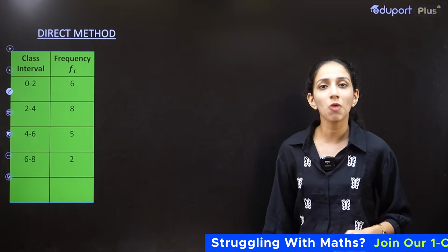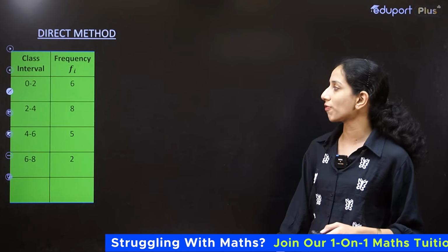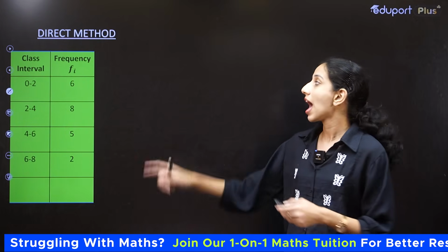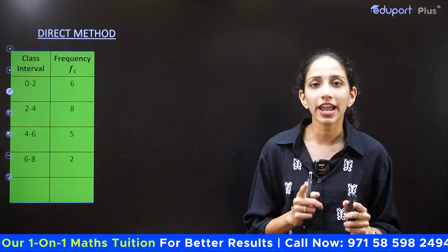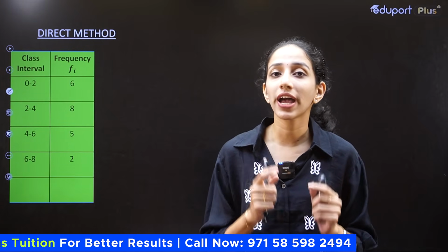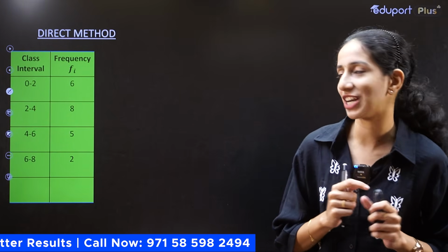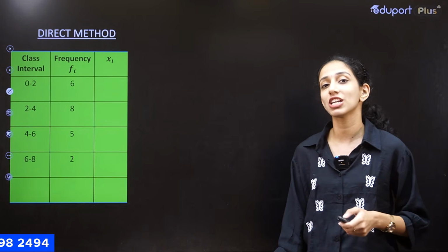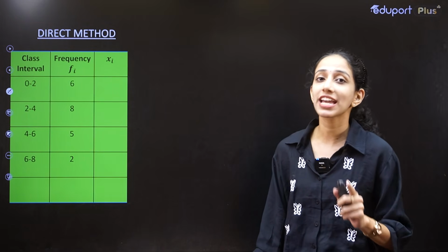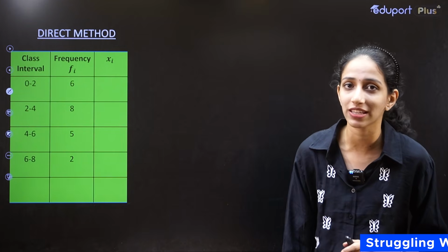Okay, so here I take small class intervals: 0 to 2, 2 to 4, 4 to 6, and 6 to 8, and the frequencies are also given. Then the first method is the direct method, and here we are going to find the mean using the direct method. So what is the formula? Yes, x bar is equal to sigma fi xi by sigma fi.